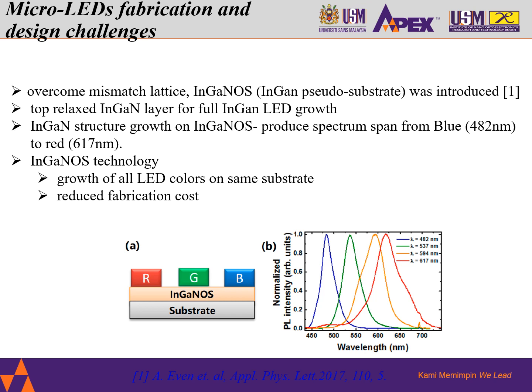So, to overcome this lattice mismatch, the InGaN pseudo substrate was first introduced by Evan. The substrate has a top relaxed InGaN layer for full InGaN LED growth. The InGaN structure grown on the InGaN substrate could produce a spectrum spanning from blue, which is 482 nanometer wavelength, to red, 617 nanometer wavelength. With this technology, we can enable the growth of all LED colors on the same substrate, dramatically reducing the fabrication cost of the whole micro LEDs.